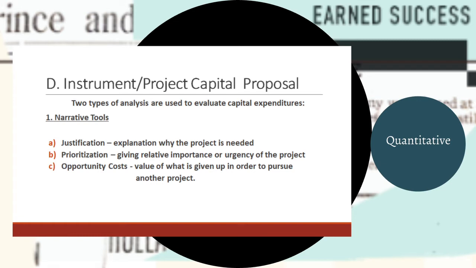So the more information the manager can provide to support a proposal, the better the chance of success. Statistics that demonstrate potential increases in cash flow or physician and patient satisfaction enhance the presentation. So increases in testing volume, reduction in reagent cost, and faster turnaround time are also factors in considering the project. While prioritization is giving relative importance or urgency to the project, opportunity cost is the value of what is given up in order to pursue another project.